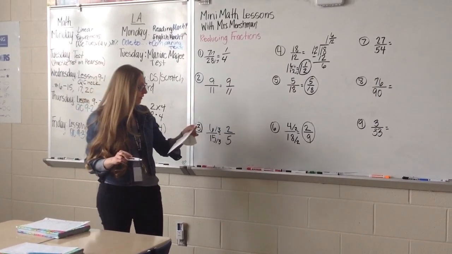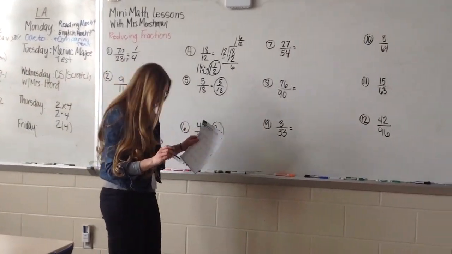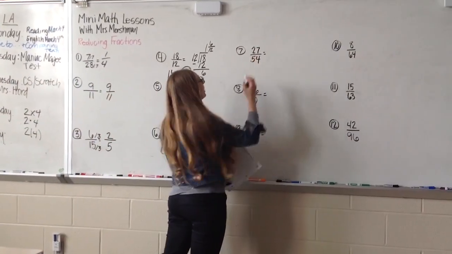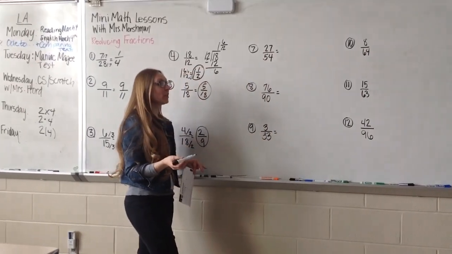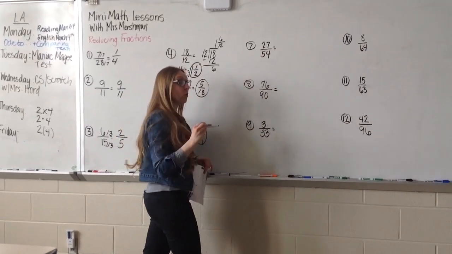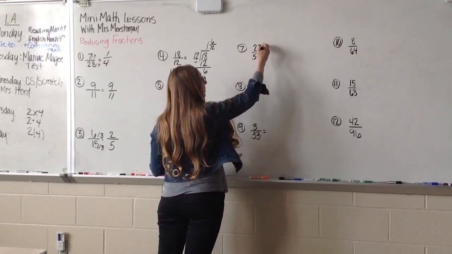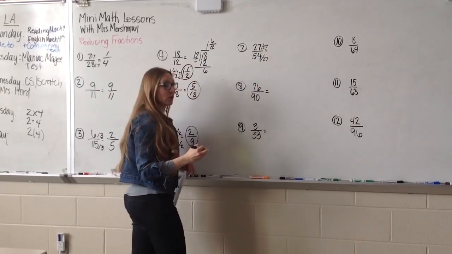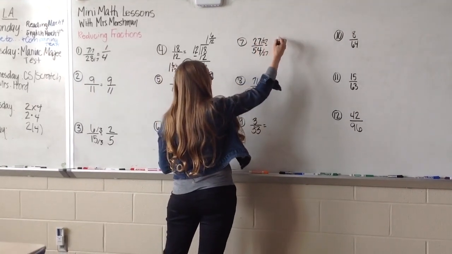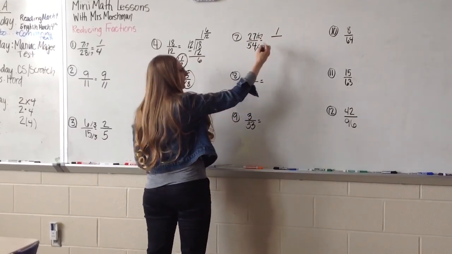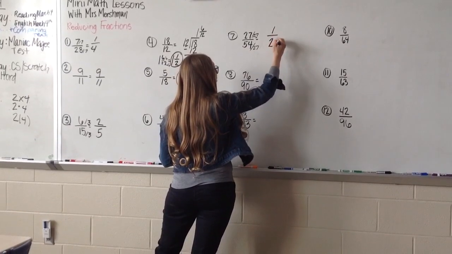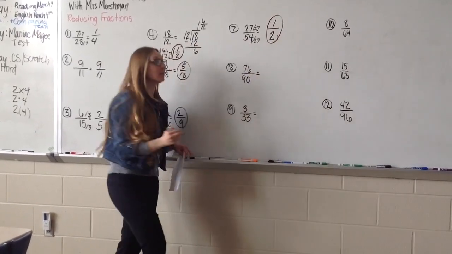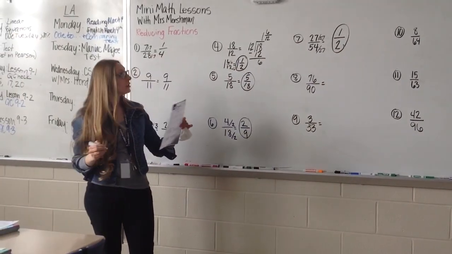On 7, I have 27/54. When I do this problem, I look at 27 and I say, 27 is half of 54. So I know that 27 is my greatest common factor. I divide 27 by 27, I get 1. 54 divided by 27 gives me 2. And I get an answer of 1/2.